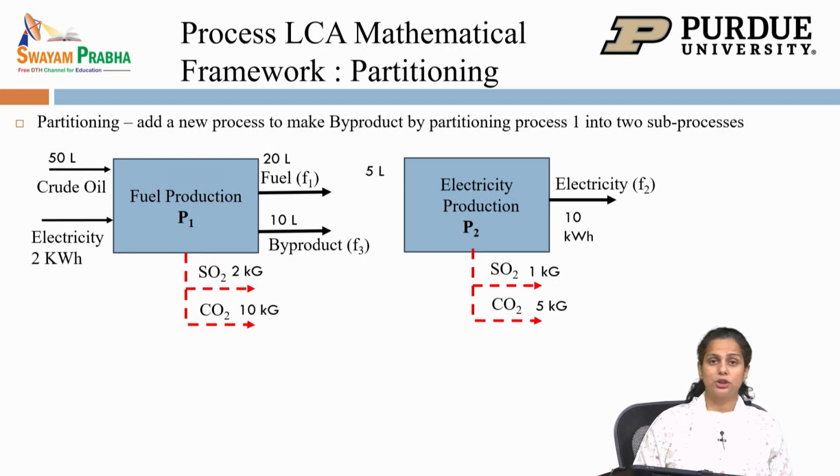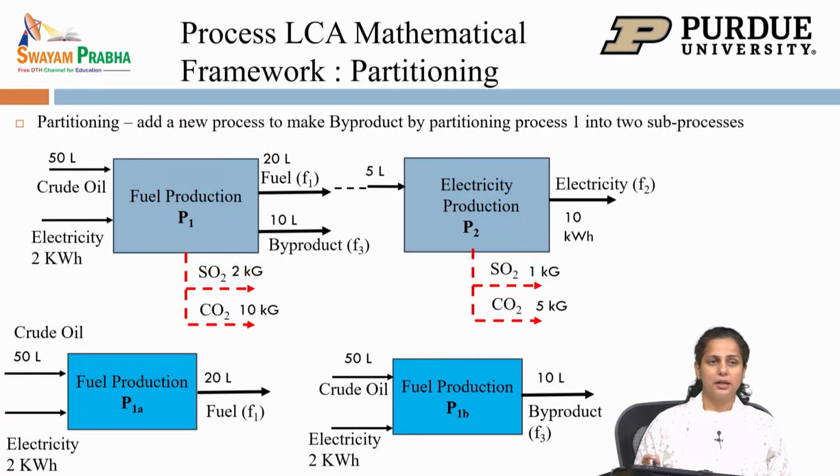Of course, if you have the stoichiometry information, you can accurately allocate the crude oil, electricity, SO2 and CO2 to either fuel or byproduct. In case you do not have such detailed information, we can use the partitioning system. So, let us see what we do. To do that, we now divide the fuel production system into two sub processes.